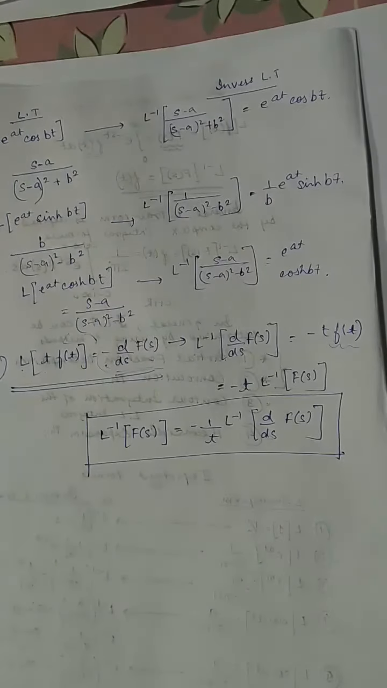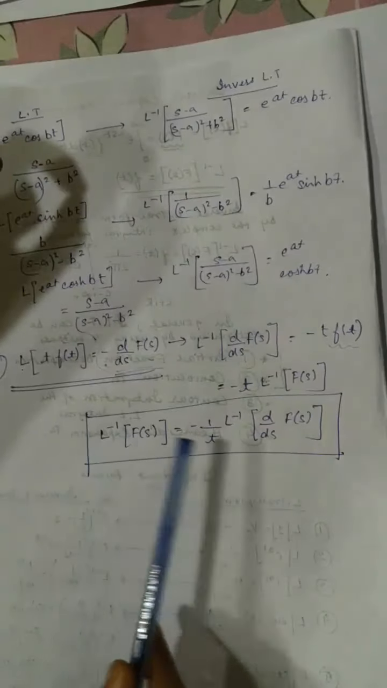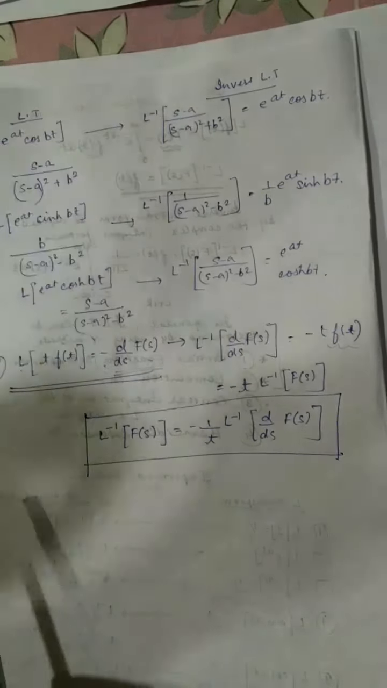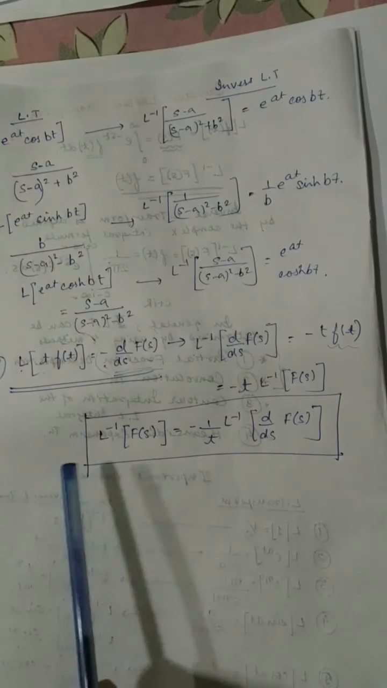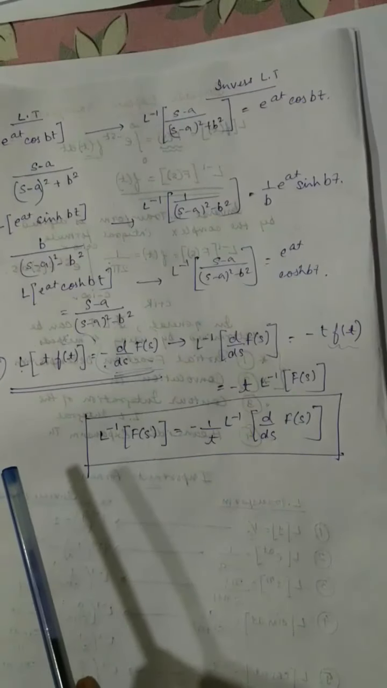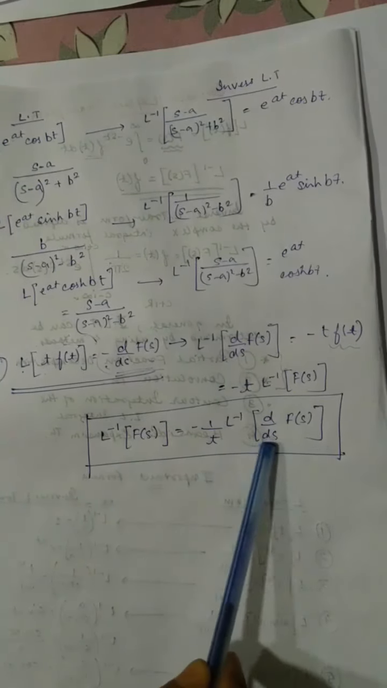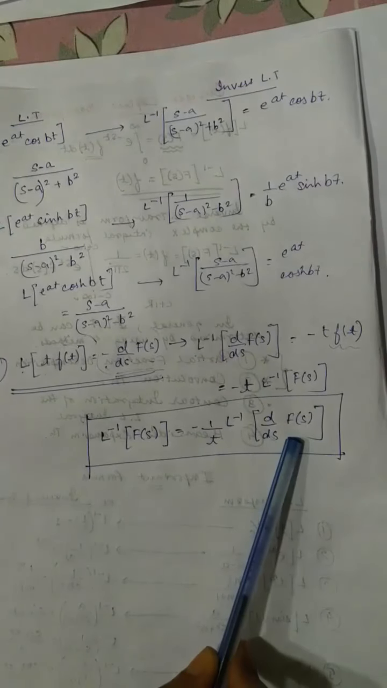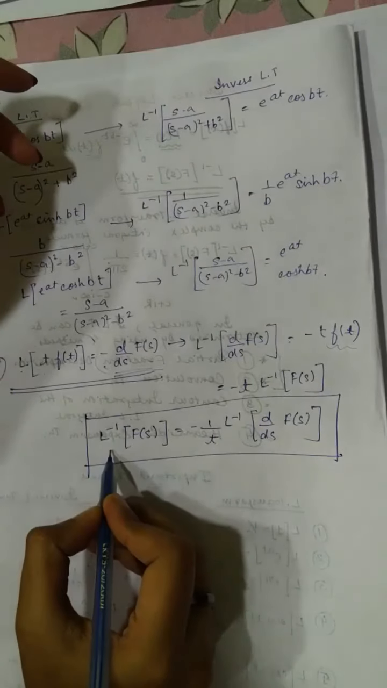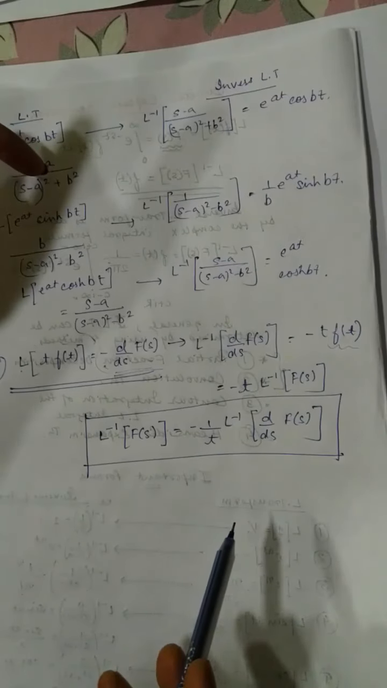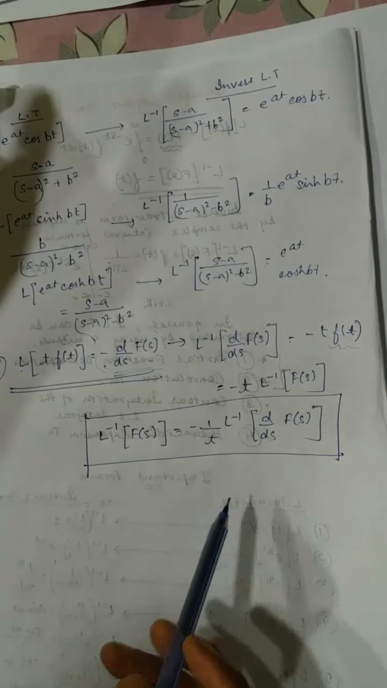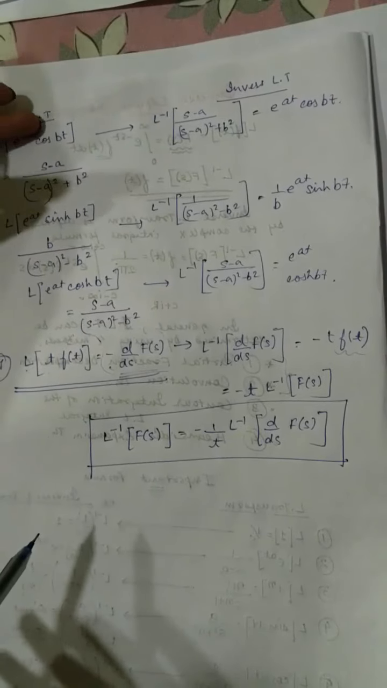Now why is this formula important, though we have inverse Laplace on both sides? It is important because there are certain functions whose inverse Laplace is not known to us, but the derivative of the Laplace transform is known to us, right? What I meant to say is there are certain functions whose inverse Laplace we do not get directly from the formulas which we have written earlier. But the derivatives of those functions are in such a form that their inverse Laplace is in the forms that we have just seen.